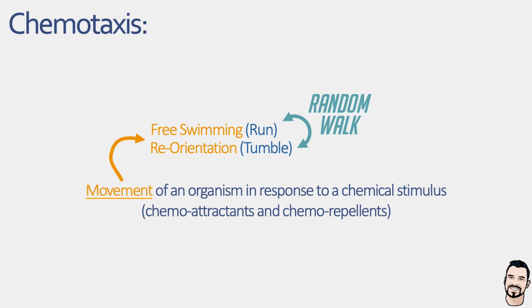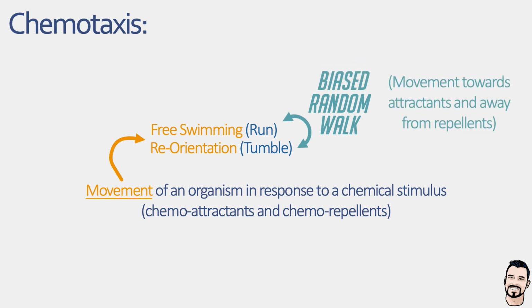Well, when a bacteria detects an attractant, it reduces the frequency of its tumbles, favouring longer runs in the direction of the attractant. And then on the flip side, if it senses a repellent, it shortens its runs, increasing the likelihood of tumbling and reorientating itself away from the repellent. And so this bias transforms the random walk into what we call a biased random walk, allowing bacteria to move towards favourable conditions and away from harmful ones.